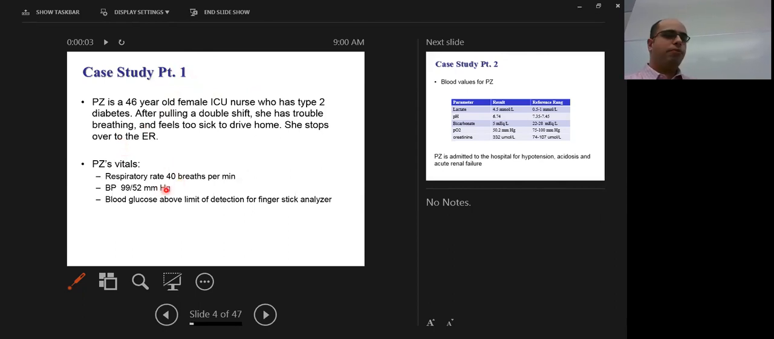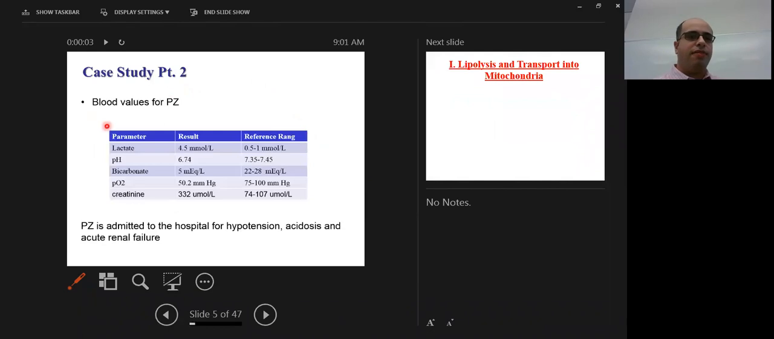She has a low blood pressure, very hypotensive, so 99/52 millimeters of mercury. Her blood glucose is above the limit of detection for the finger stick analyzer. So she's diabetic. She's having some diabetic problems with her glucose regulation in her blood. So nothing too surprising so far. So we have some blood values. Her lactate is really high.